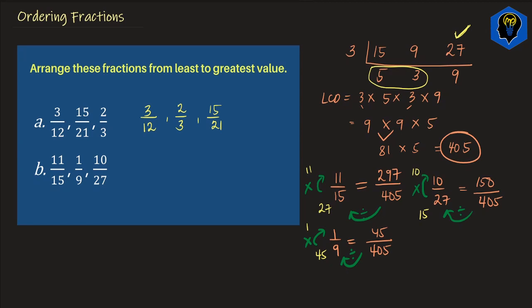So now that they are similar fractions, all we need to do is to look at the numerators. The least is 45. So you start here with 1 over 9. Okay. Followed by 10 over 27. And then lastly, we have 11 over 15. So these are the answers to the given questions. Arrange the fractions from least to greatest value. Okay, tapos na rin tayo for our practice.